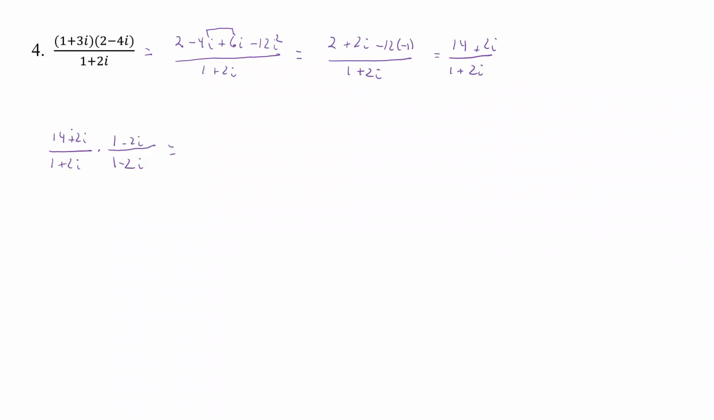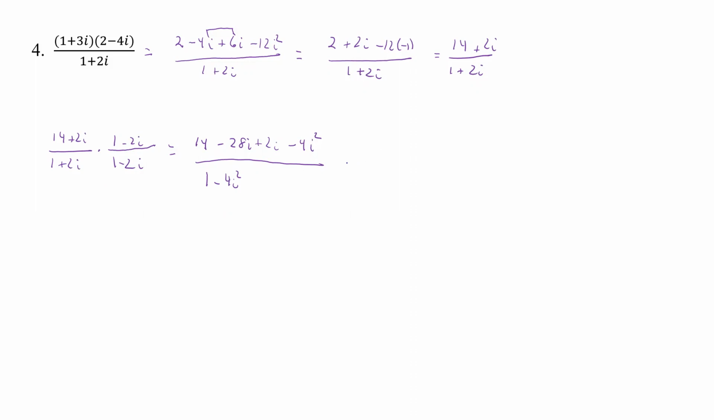So with FOIL again in the numerator, 14 times 1 is 14. 14 times a minus 2i is going to be a minus 28i. 2i times 1 is going to be plus 2i. And 2i times a negative 2i is going to be minus 4i squared, all over. Now when we multiply by the conjugates, this is the square of the first one, which is 1, and then it's going to be minus 4i squared because all the middle terms drop out. That's going to be plus 2i, that's going to be a minus 2i.